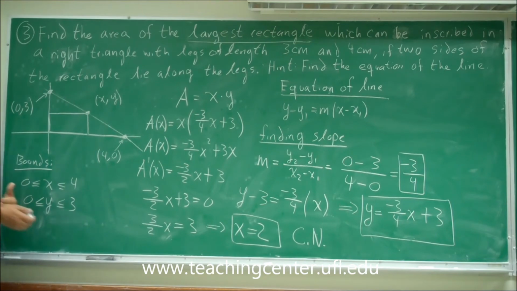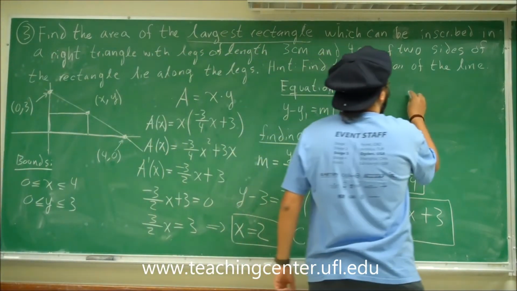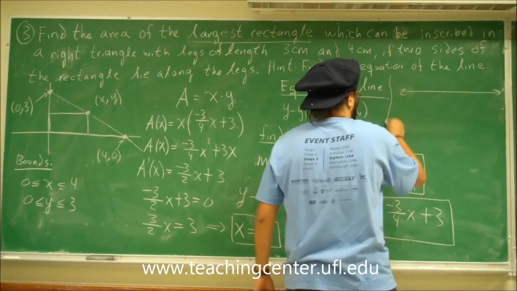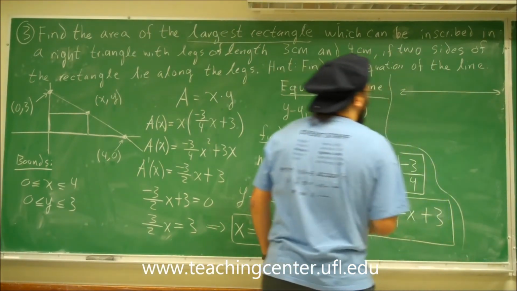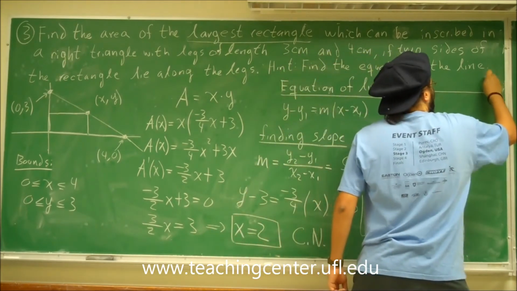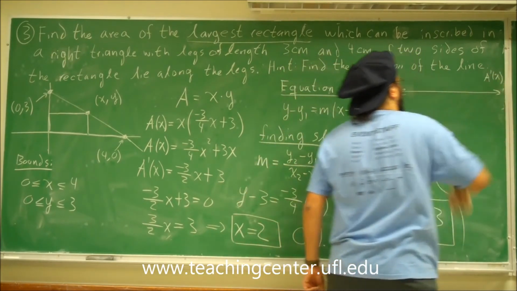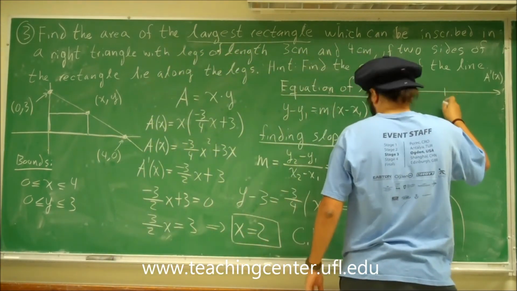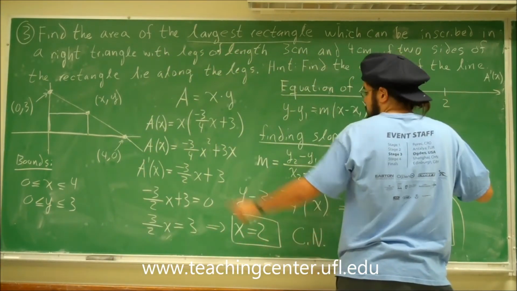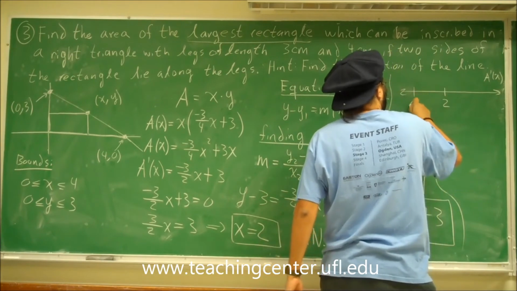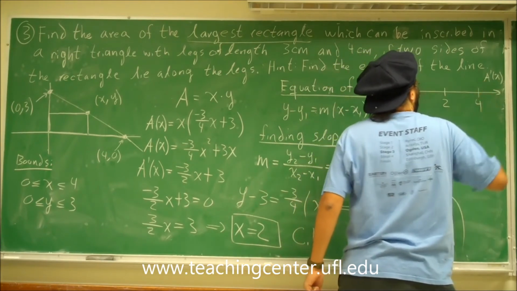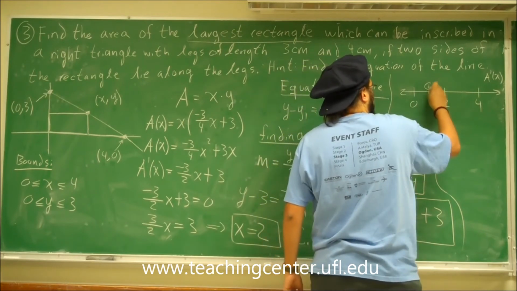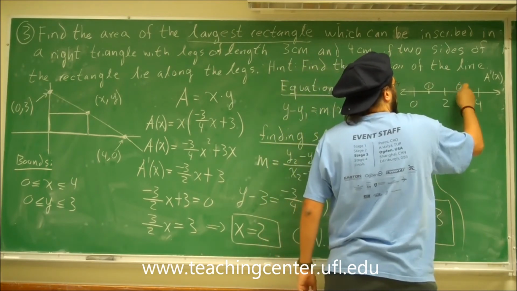Now, let's go ahead and draw our number line. This is a prime x. Let's go ahead and plug in our critical point here, so it'll be 2. And we have the bounds from 0 to 4. So let's pick a test point here, I'll call this test point 1, and let's pick a test point here and call it 3.